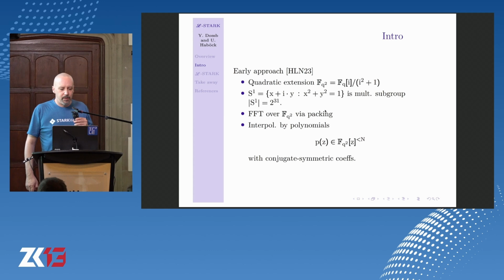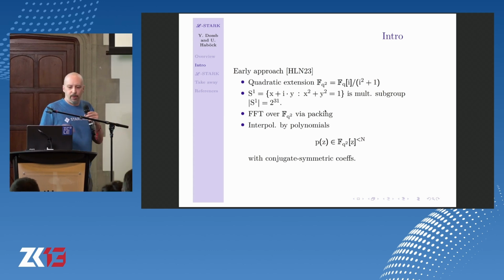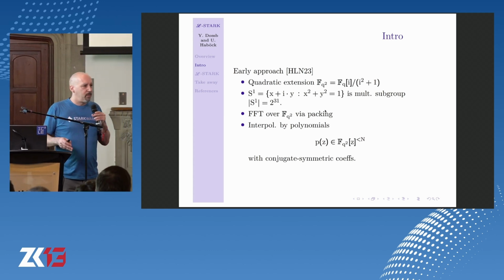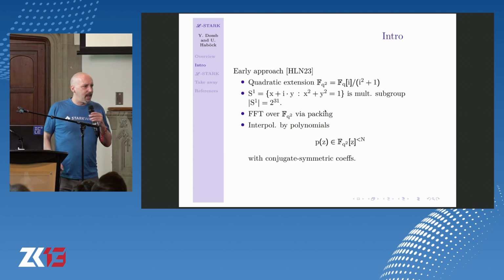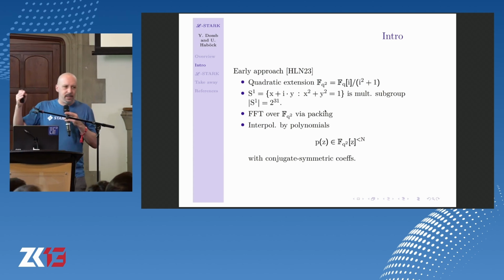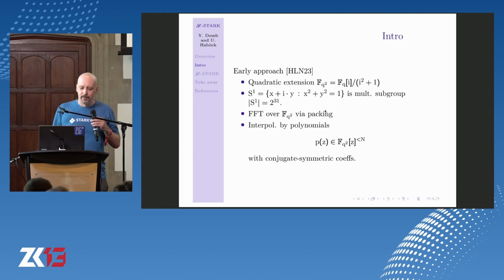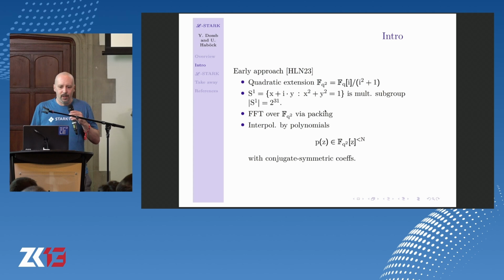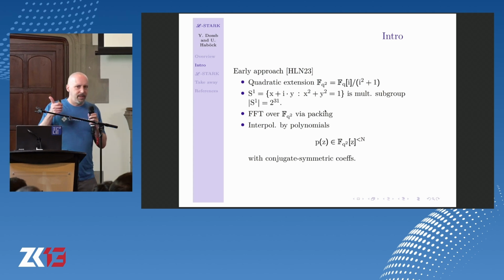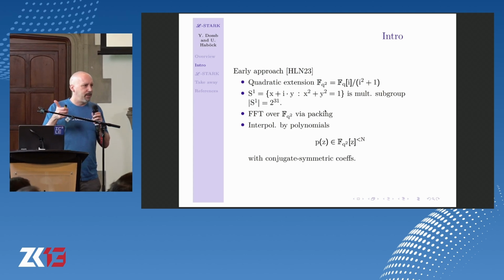Moreover, when you use the FFT, you interpolate by polynomials. These polynomials, as we will see later on in further slides, will have conjugate symmetries in their spectrum, their list of coefficients. And these symmetries are useful to further improve, because FFT is just one part. You pay when you go to an extension field. The other part is commit.